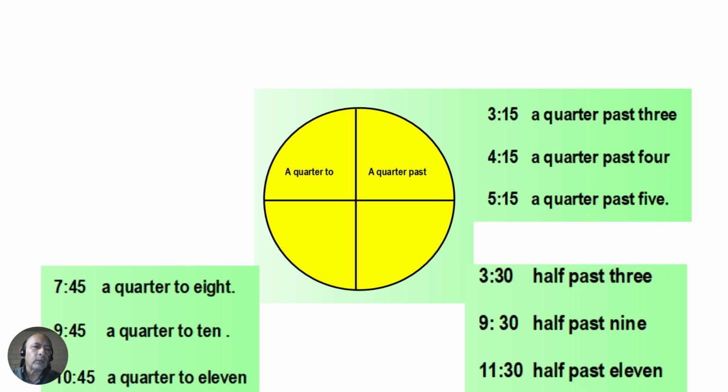And on the other side, we have 7:45. How many minutes do we need for the next hour? Yes, we need 15 for the next hour. And what would be the next hour? 8. You're right. So we would say a quarter to 8.